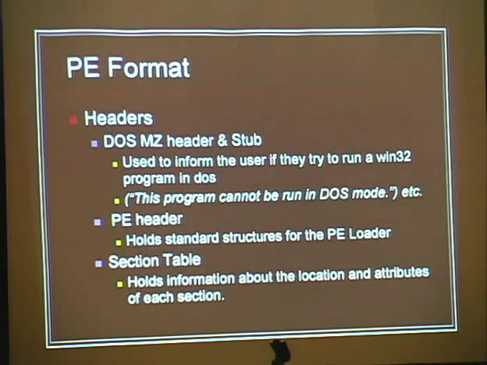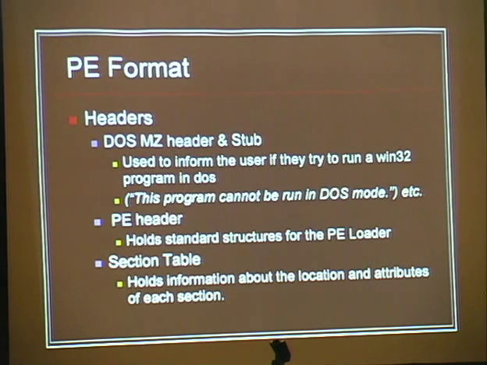Now, the header, the first one is the DOS header, which basically says, congratulations, you have tried running this program on this DOS program or a Windows program in DOS. And so it basically says, hey, you can't run this program. So it's a legacy thing that's in all executables by default to say, sorry, you don't have Windows. Too bad for you. And the PE header holds the standard structures for the PE loader, and then you've got the section table.